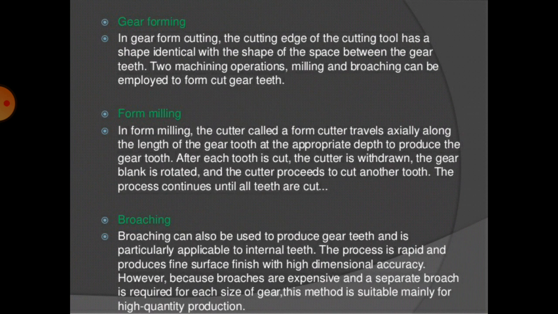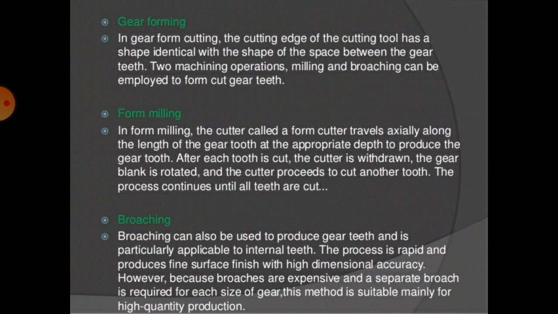In gear form cutting, the cutting edge of the cutting tool has a shape identical with the shape of the space between the gear teeth. Two machining operations, milling and broaching, can be employed to form cut gear teeth.